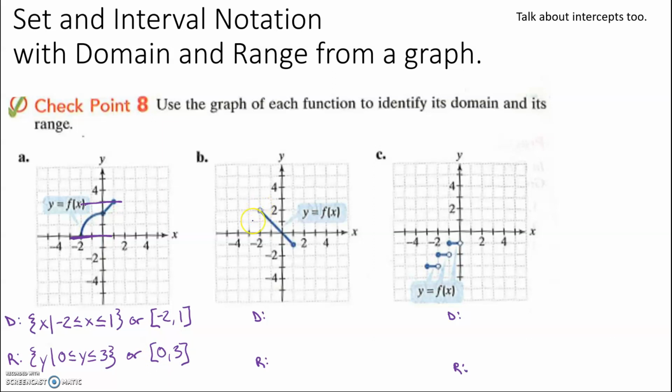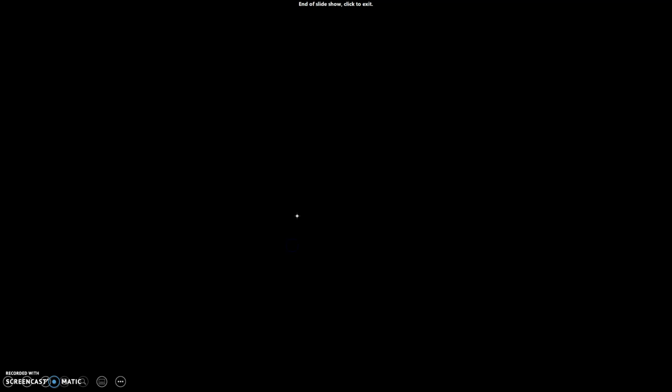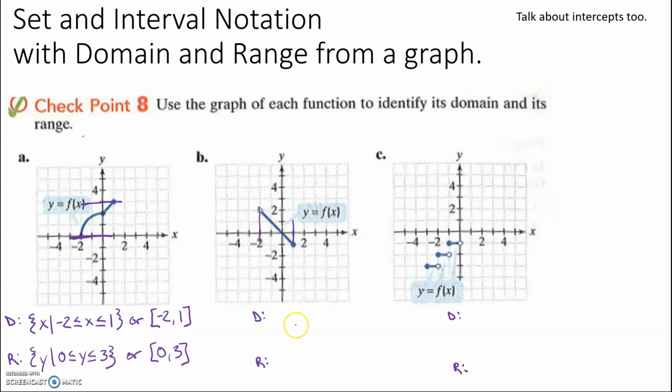Next one, see that open circle? That's going to affect, right? We cannot equal that point. So when we do our domain, it looks like we're -2 all the way to 1. So we're going to say x such that x is between -2 and 1. Now it cannot equal -2, so we're not going to put an equal sign there, but it can equal 1, so we're going to put an equal sign there. Or (-2, 1]. And again, -2, it cannot equal that, so you put a parenthesis. 1, it can equal 1, so we're going to put a bracket.